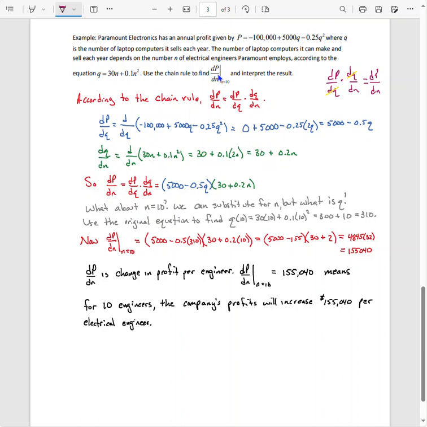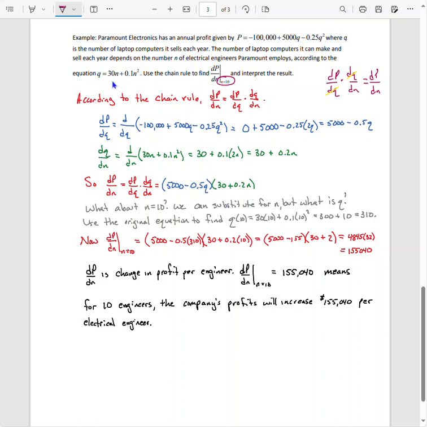But we agree, right? You didn't admit it because you're not here while I'm recording, but trust me, you agree. dP/dN is dP/dQ times dQ/dN. So I found dP/dQ, that's 5,000 minus 0.5Q. And I found dQ/dN, that's 30 plus 0.2N. Awesome. But what about the N equals 10 that we have here? We have a value for N, but we don't have a value for Q.